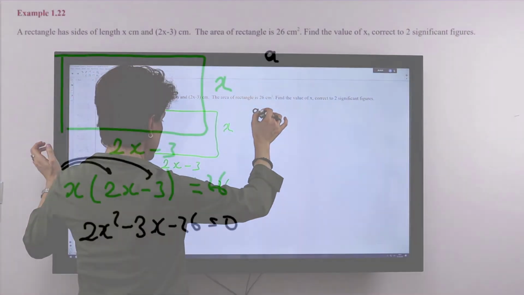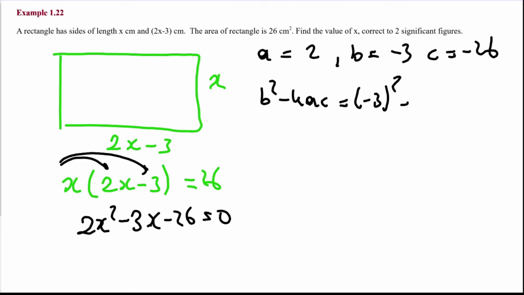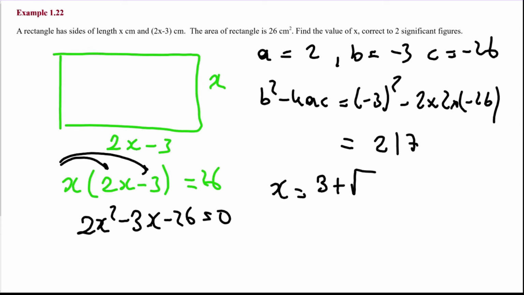What is a here? a is 2, b is -3, c is -26. The discriminant b² - 4ac is (-3)² - 4 times 2 times -26. If you do this operation, you will find the discriminant is 217. What is the x value here? x equals -b plus or minus the square root of 217 over 4.